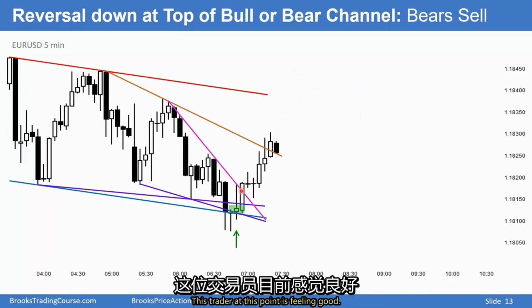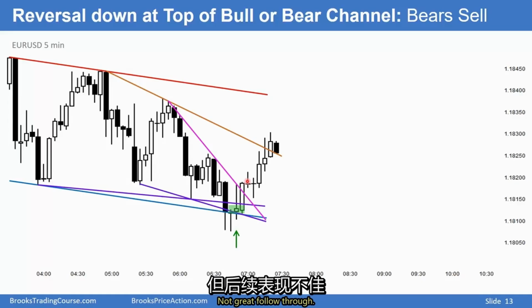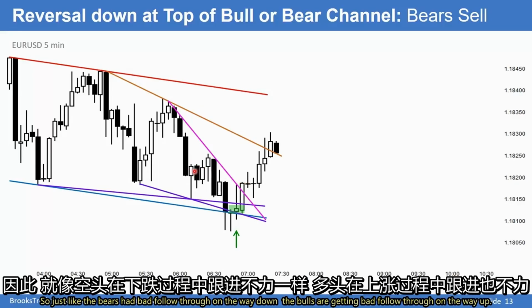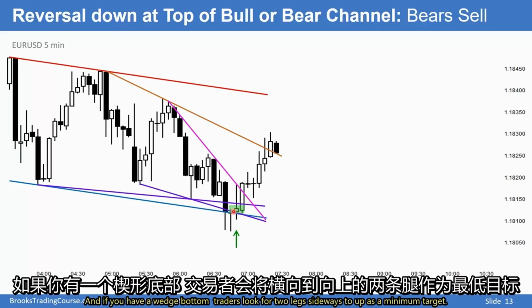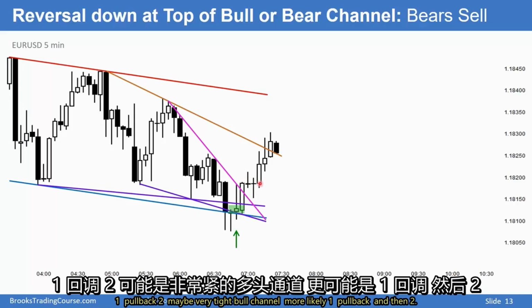This trader at this point is feeling good. Not great follow through. So just like the bears had bad follow through on the way down, the bulls are getting bad follow through on the way up. It looks like a bull leg in a trading range, but it's still a reasonable buy. And if you have a wedge bottom, traders look for two legs sideways to up as a minimum target. 1, pullback, 2, maybe very tight bull channel, more likely 1, pullback, and then 2.